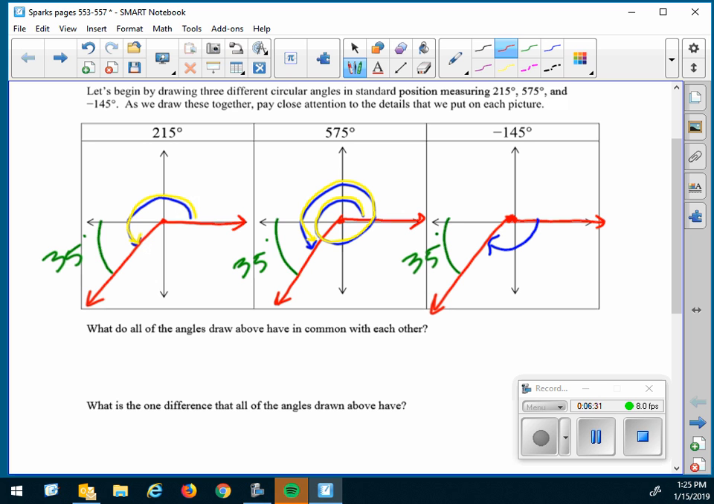What is one thing that all three of those angles have that's the same? They all start in the same place. The vertex is at the origin. This side right here is on the positive x-axis. When you have an angle whose vertex is at the origin and that starts on the positive x-axis, that angle is in standard position. So, standard position.